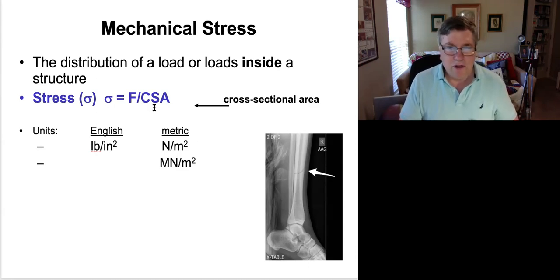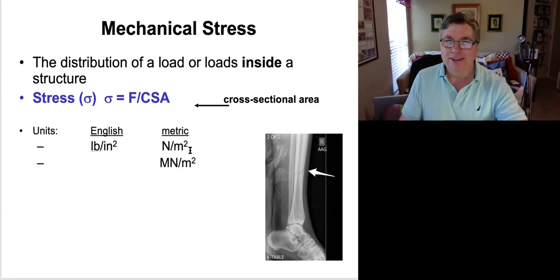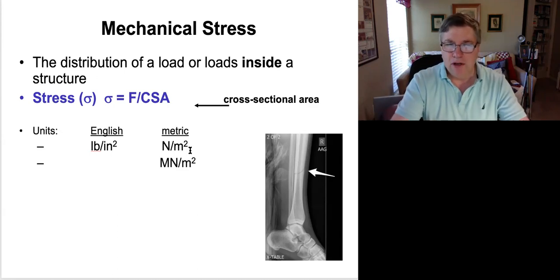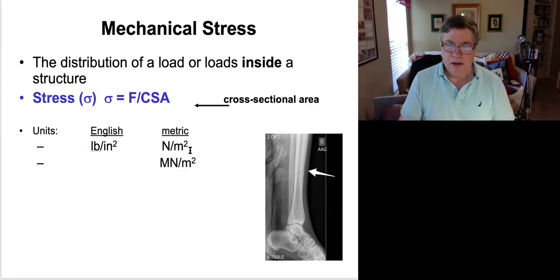So it's force divided by cross-sectional area. In the English system, it's pounds per square inch. In the metric system, it's newtons per meter squared. Sometimes when we're looking at biological tissues, we don't really use the standard units. For bone, for example, we might use meganewtons per meter squared. For skeletal muscle, stress is usually expressed as newtons per centimeter squared. So you sometimes see non-standard units when it comes to tissue biomechanics. That's okay, we'll deal with it.